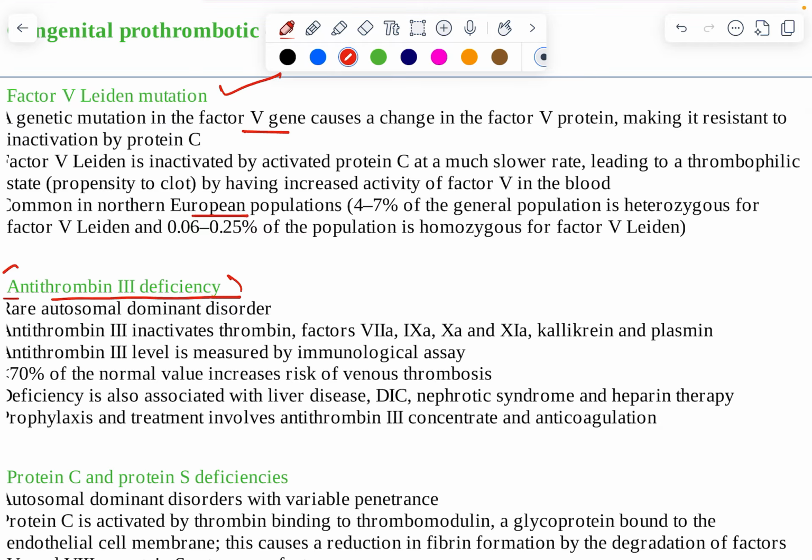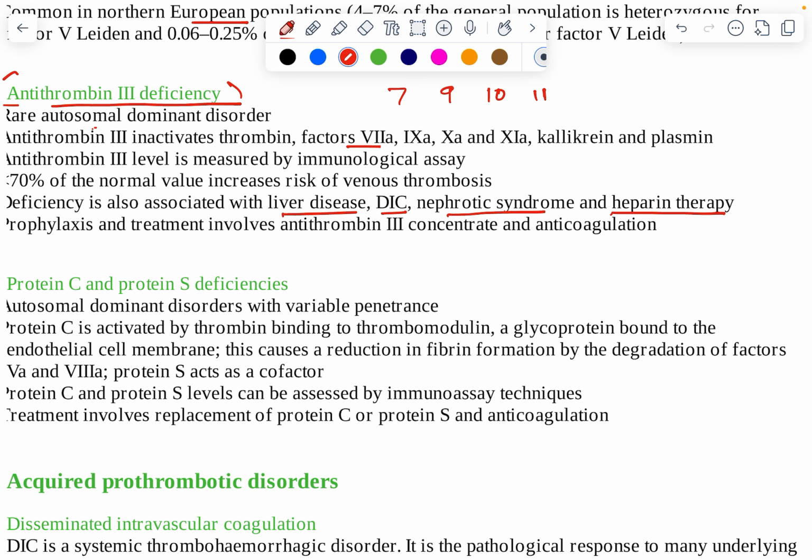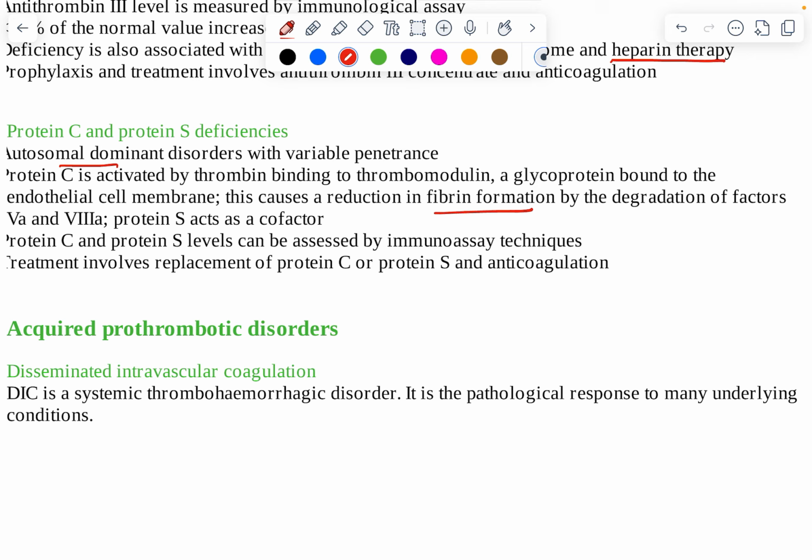Antithrombin 3 deficiency. This is the action of antithrombin 3. It is a rare autosomal disorder. Antithrombin inactivates thrombin and factors 7, 9, 10, 11. Antithrombin 3 level is measured by immunologic assay; deficiency occurs with liver disease, DIC, nephrotic syndrome, and heparin therapy. Protein C is autosomal dominant, with incomplete penetrance, vitamin K dependent, a glycoprotein on the endothelial cell membrane, and causes reduction in fibrin formation.